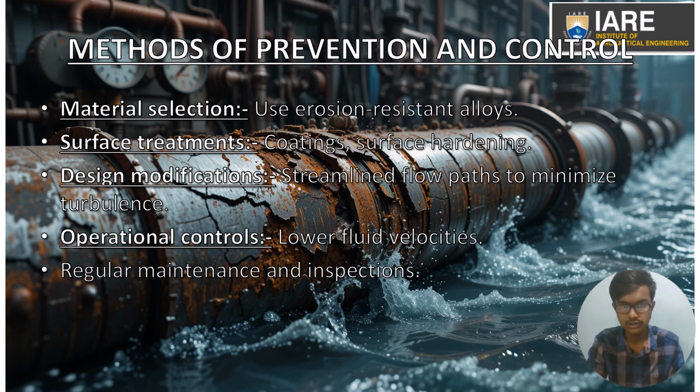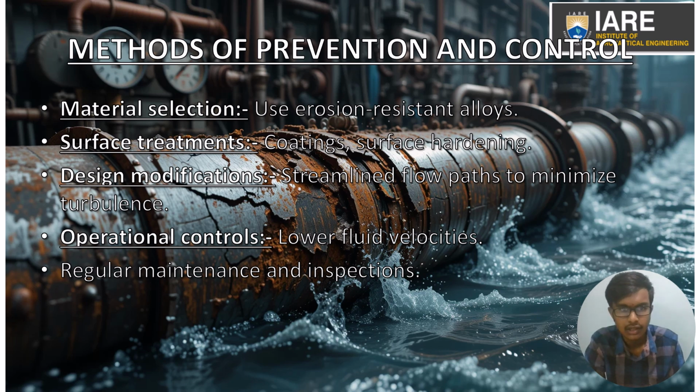Now let's go through the methods to prevent and control this phenomenon of erosion corrosion. Firstly, material selection. We have to use strong erosion resistant alloys that can withstand both wear and corrosion, which reduces the metal loss. And after that, surface treatments. We have to apply coatings or surface hardening techniques to protect metal surfaces from erosion and corrosion. And after that, design modifications. We have to create smooth, streamlined flow paths to reduce turbulence and minimize wear on surfaces.